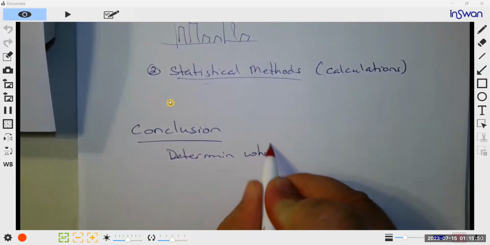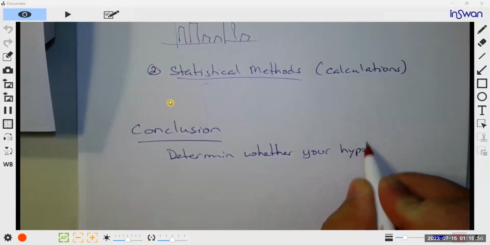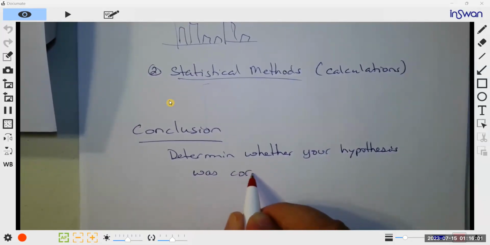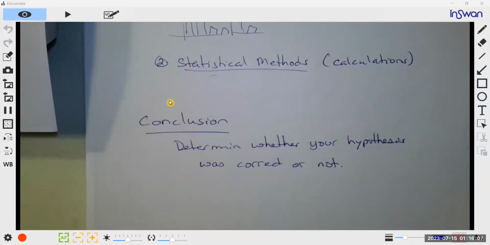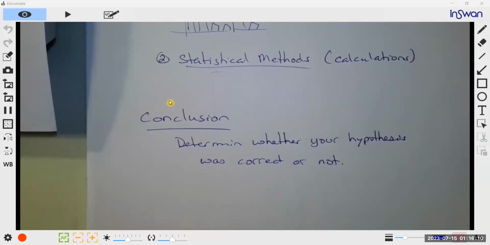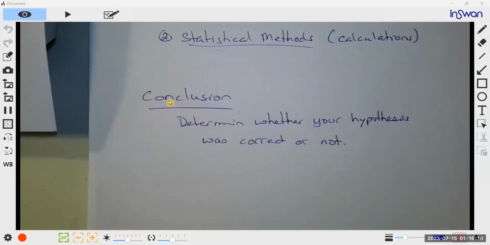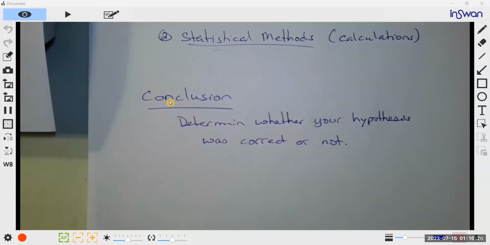Determine whether your hypothesis was correct or not. And it's interesting how this course is set up. The last thing you do is determine if the hypothesis is correct or not. That's the last thing we're going to do in this class, hypothesis testing. We're going to learn how to mathematically calculate the results and see if our hypothesis is correct or not.